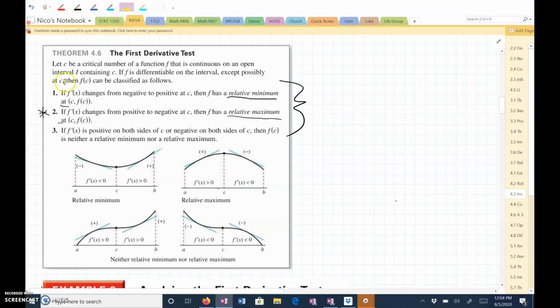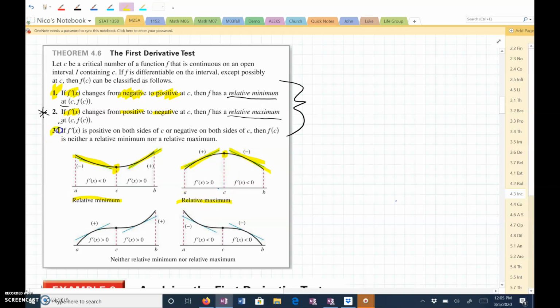So the first one, right here, where the derivative, which is just the slope, is changing from negative to positive at c. Here the slope is negative, there the slope is positive. It changes at c, so at c you would have a relative minimum. Number 2, the derivative of f(x) is just a way of saying the slope. It changes from positive to negative, so here it's positive, there it's negative. It changes at c. Here you'd have a relative max.